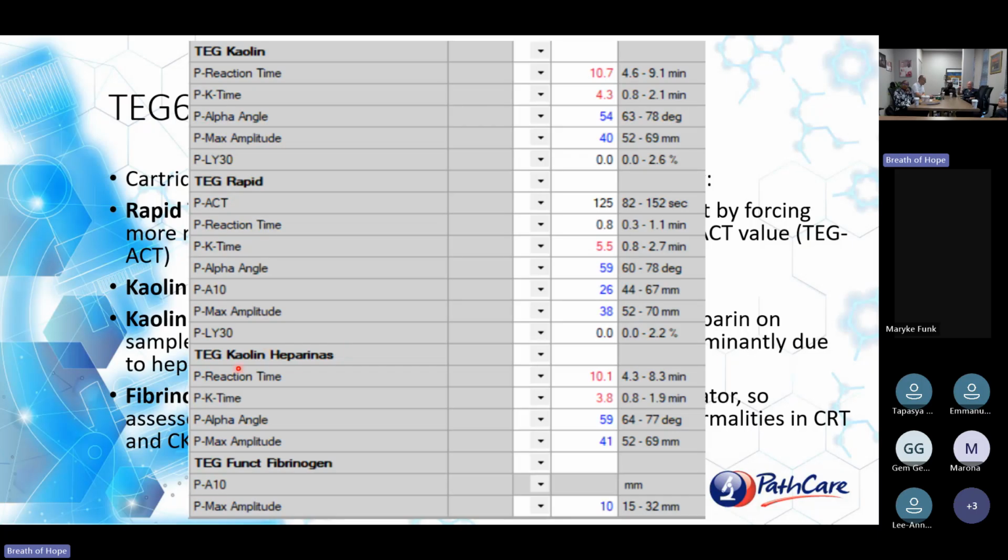I then go to the heparinase one, which removes heparin. The reaction time is still prolonged, so this is not a heparin effect. This patient would benefit from fresh frozen plasma.